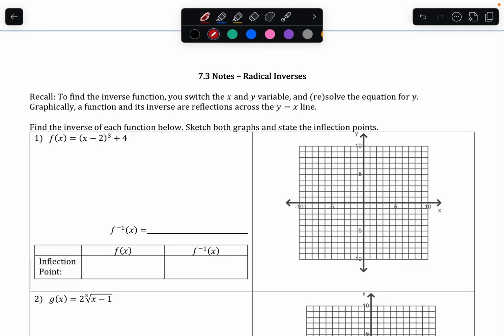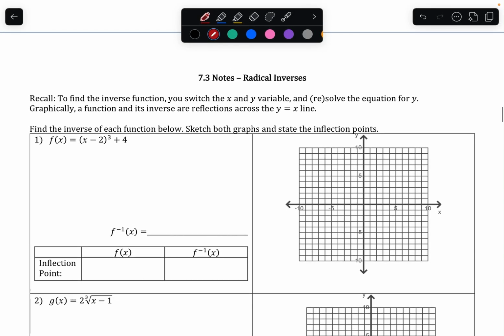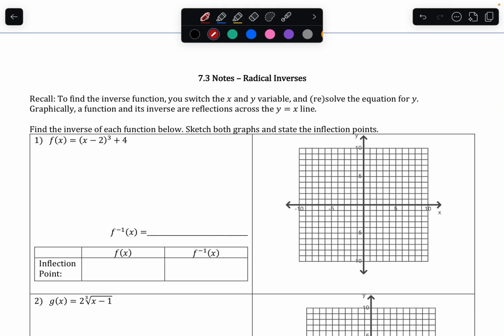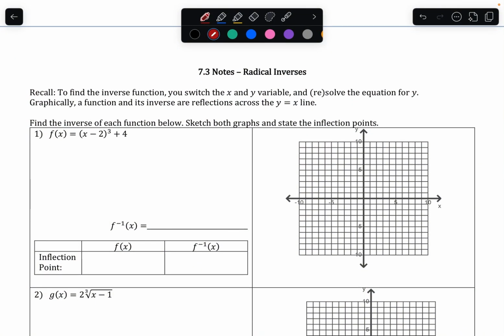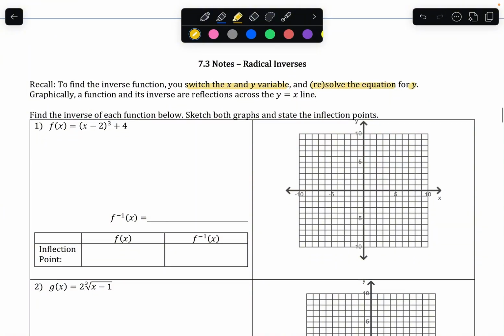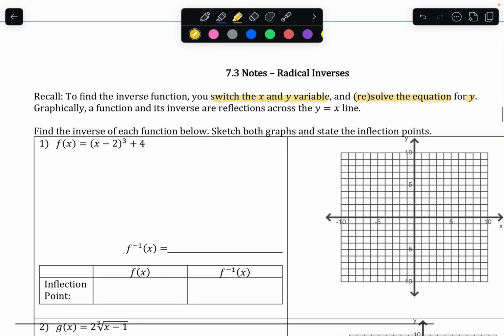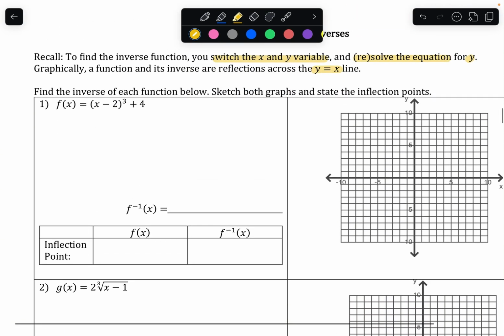All right, in this lesson, we are going to talk about how to find inverses of cube root and square root, and then also cubic and quadratic. Something you need to remember is that to find the inverse function, you switch the x and y variable, and then resolve the equation for y. Graphically, a function is an inverse of another function if they are reflections across the y equals x line. So that'll be a way for us to check our work.